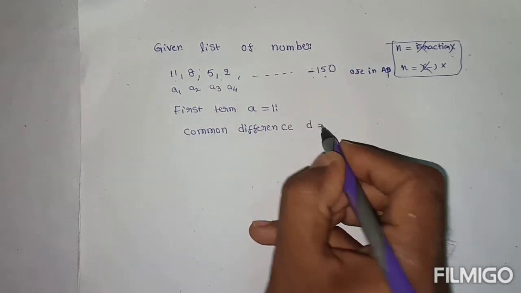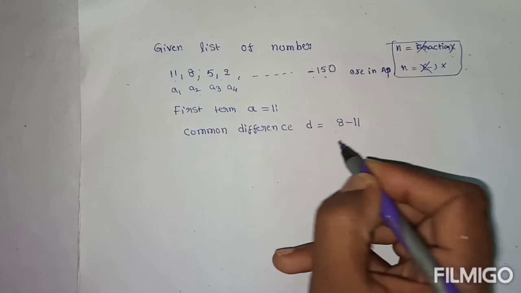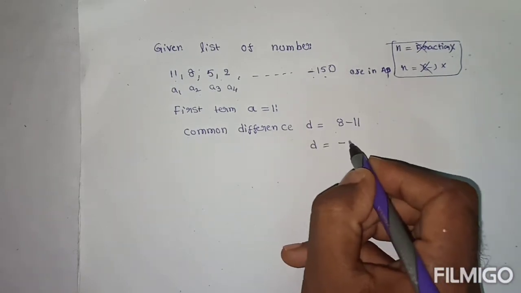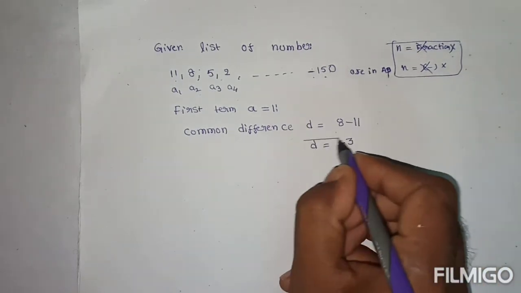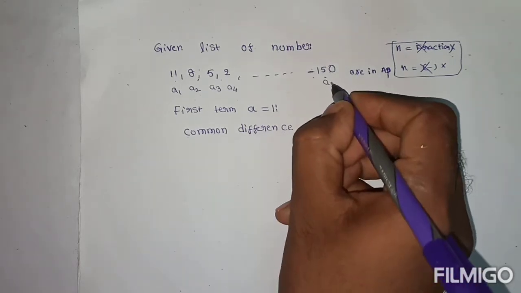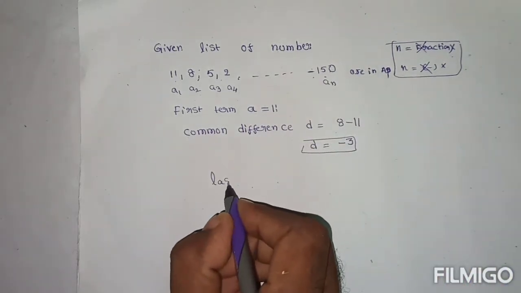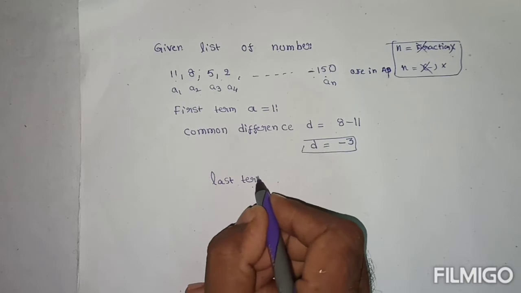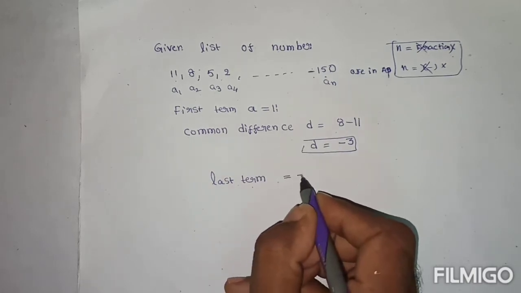So D is equal to 8 minus 11. So subtracting A2 minus A1, how much is the difference? Minus 3. So taking the last term as minus 150.